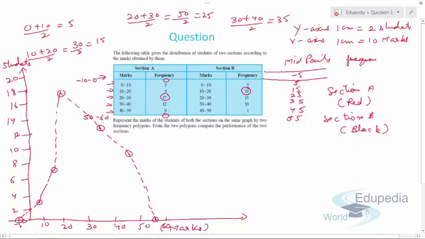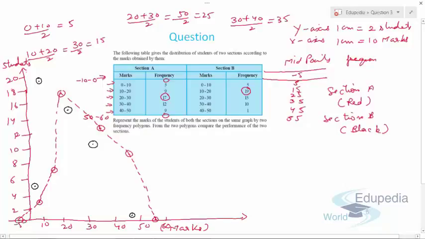Now for section B, for 0 to 10 the midpoint is 5 and its frequency is 5, so this will be the point, right? For the next midpoint 15, the frequency is 19, so this will be the point, right? For midpoint 25, the frequency is 15, so this will be the point. For midpoint 35, the frequency is 10, so this is the point. For midpoint 45, the frequency is 1, so this will be the point.